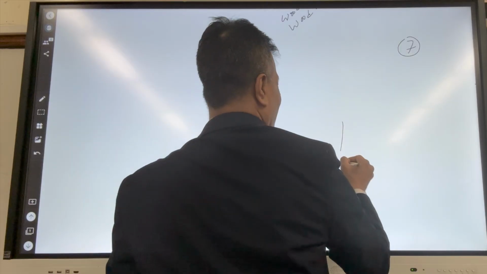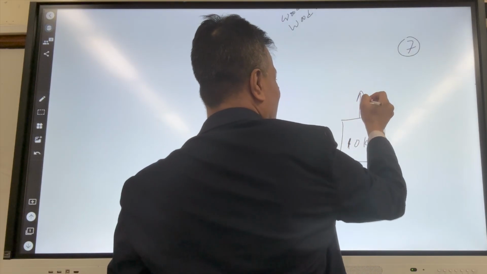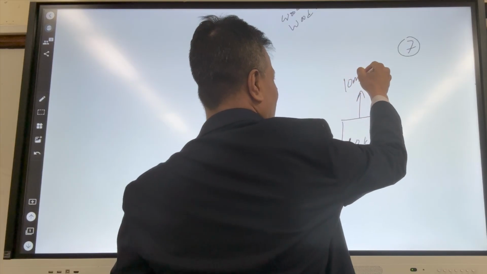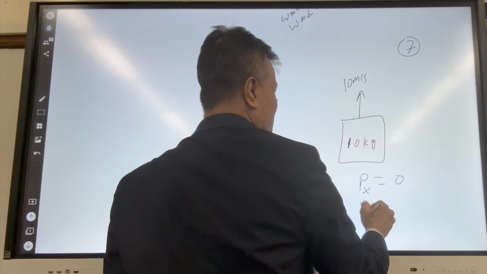Number 7, you have a 10 kilogram granite, and it's moving in the x direction at 10 meters per second. What is the momentum in the y direction? 0. What is the momentum in the y direction?